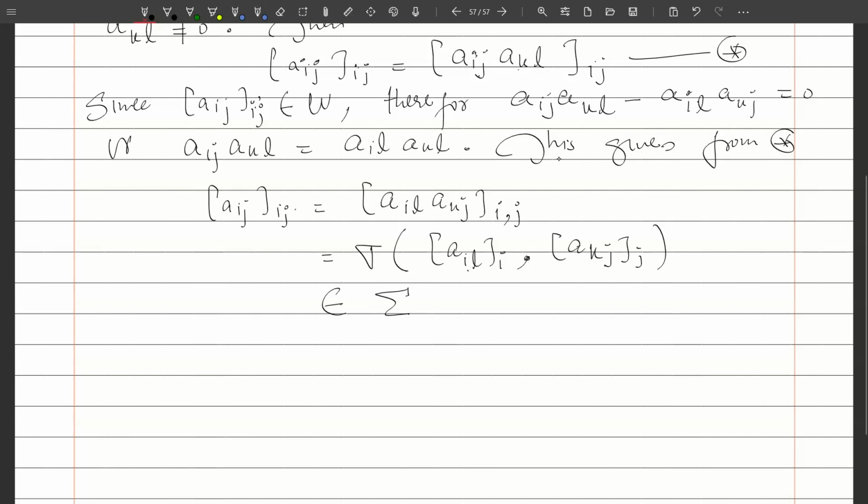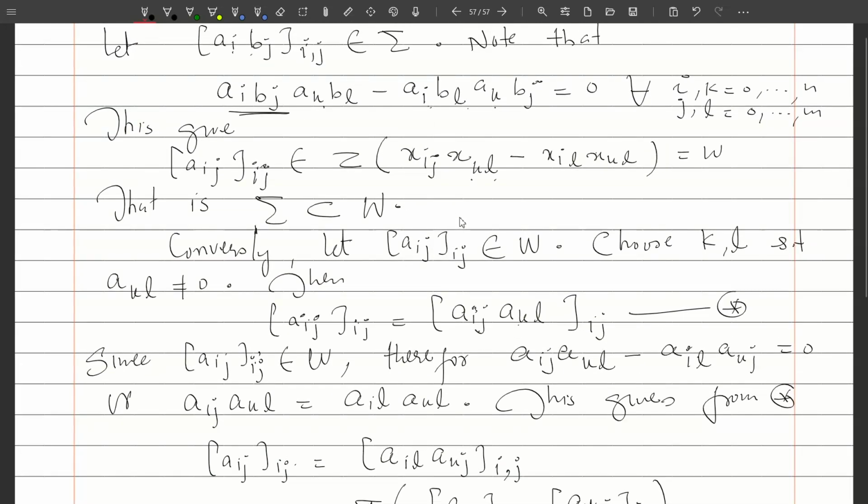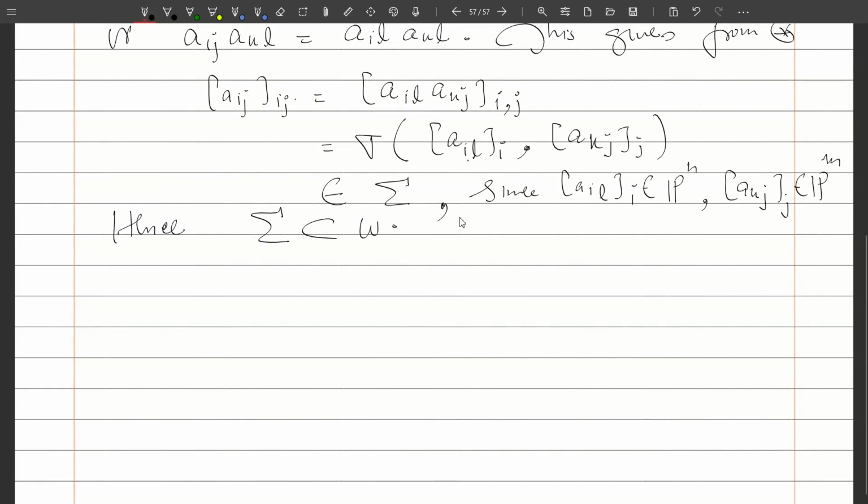The reason for that is, since the vector a_il is in Pn and a_kj is inside Pm, hence sigma is the same as W. So this gives W is contained in sigma. So that means sigma and W are precisely the same sets. Now let us prove the second item.